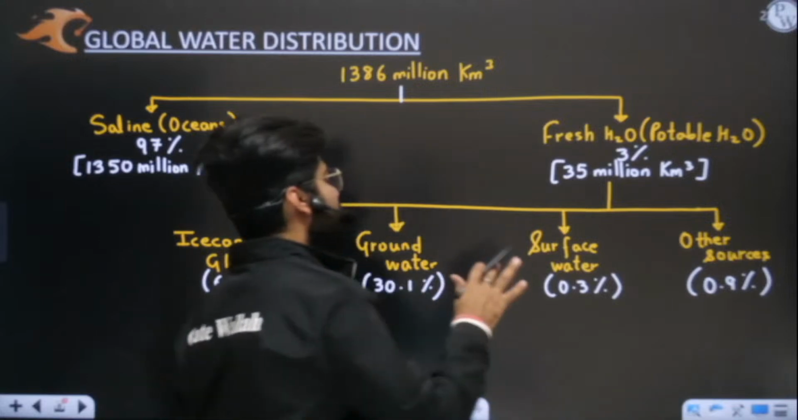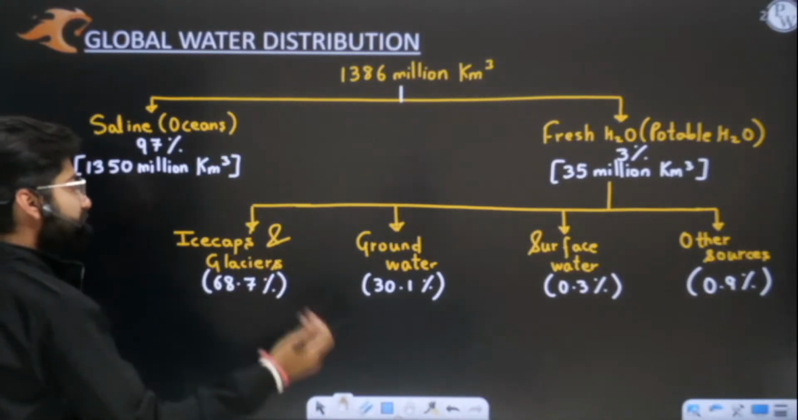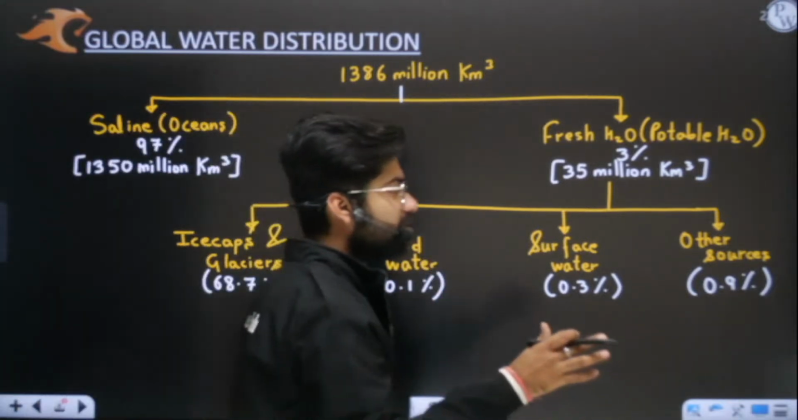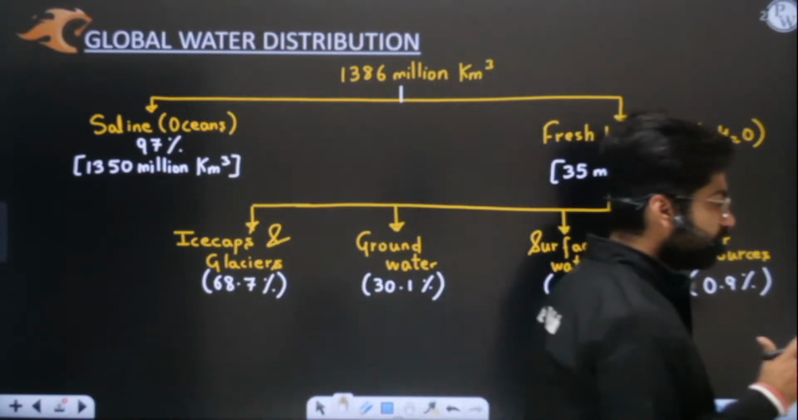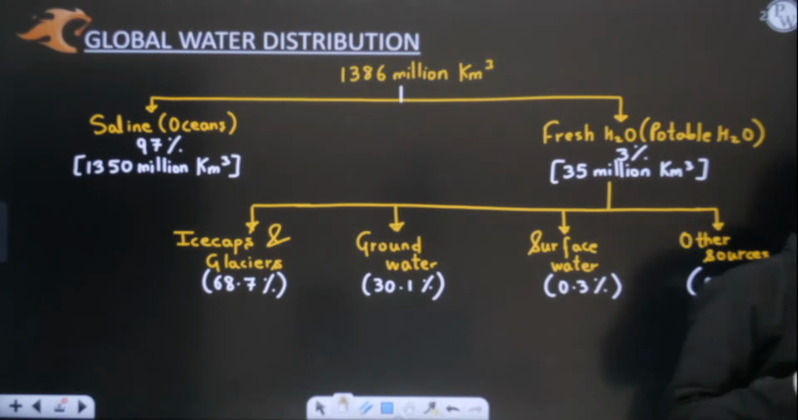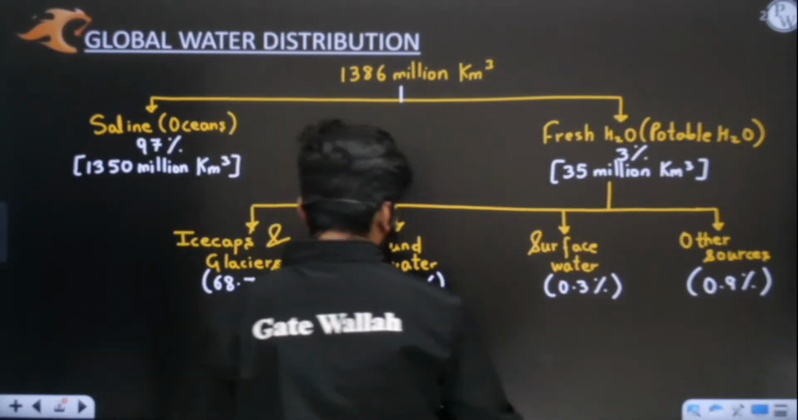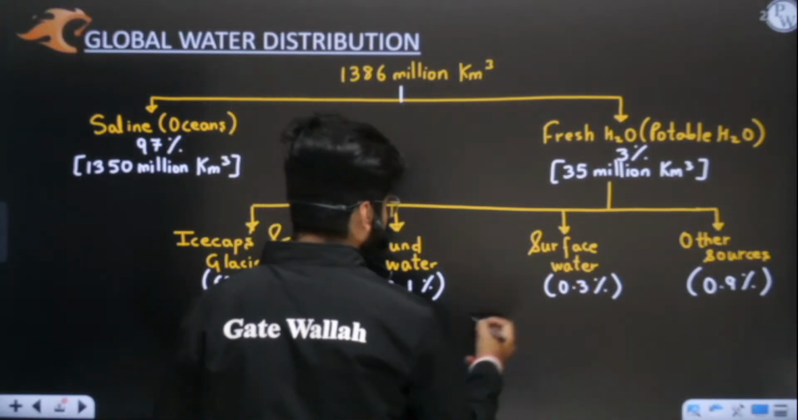So you need to understand that most of the fresh water is frozen, and the remaining water in liquid form is present in the ground. In surface and other sources you have approximately 1% water. Yes or no? Perfect. Whatever water we see in the form of lakes and rivers is surface water only.